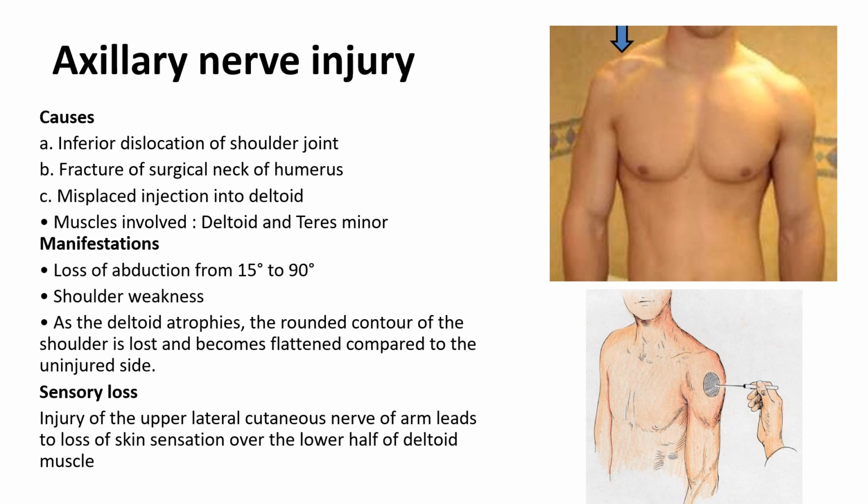There will be also a shoulder weakness, and eventually, as the deltoid gets atrophied, we will lose the rounded contour of the shoulder joint, and the shoulder region becomes flat compared to the healthy side. Sensory loss is a small area of skin over the lower half of deltoid muscle.